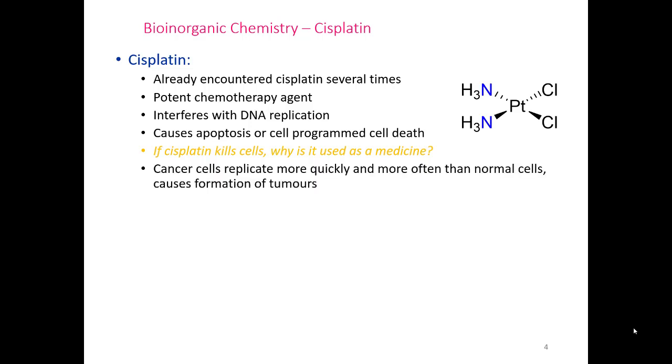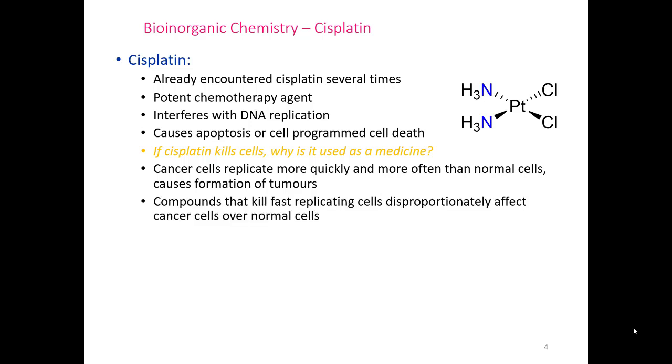Well, the reason cisplatin and many other chemotherapy agents work is that cancer cells replicate much more quickly and much more often than normal cells. This uncontrolled replication is what causes tumor formation. If you have a chemical that kills cells specifically during mitosis, then it will disproportionately affect cancer cells, which replicate much more quickly and much more often than normal cells. You essentially count on the fact that you poison the cancer cells faster than most of your normal cells, and you control the dosing such that the normal cells are affected as little as possible.